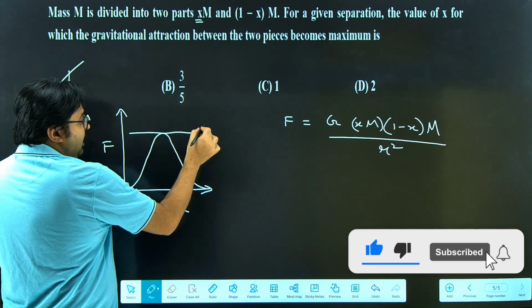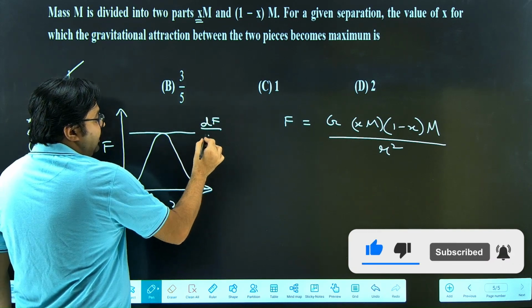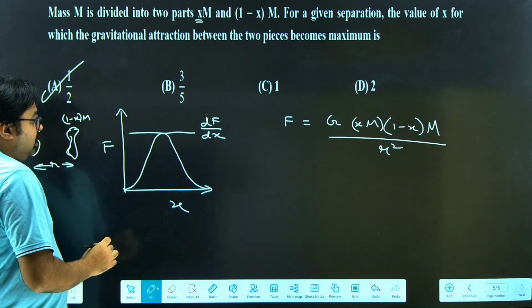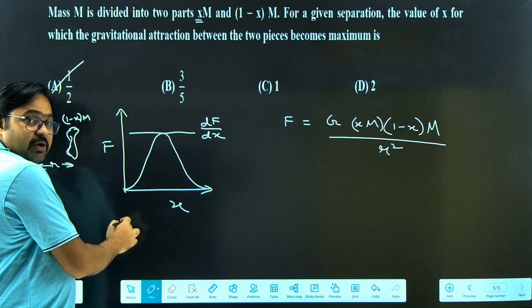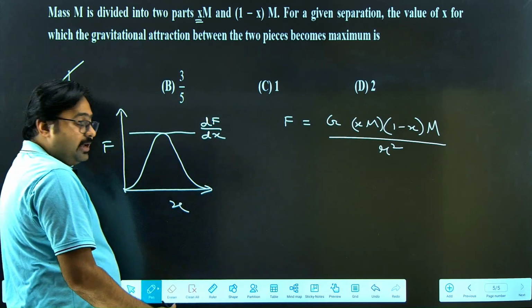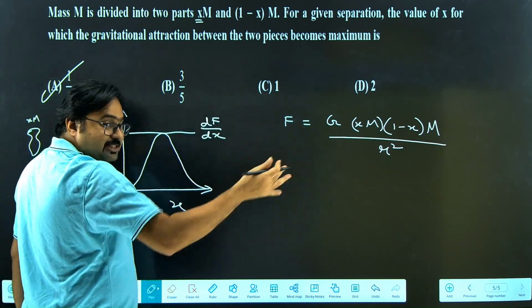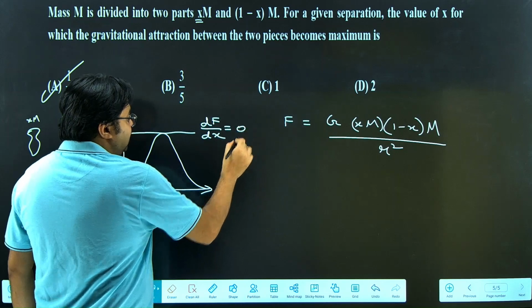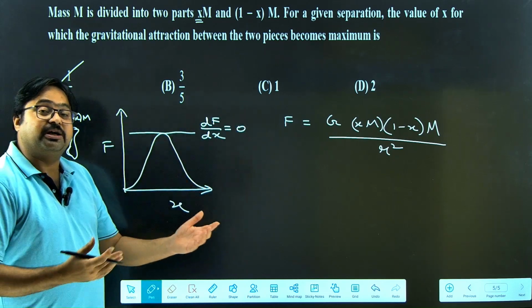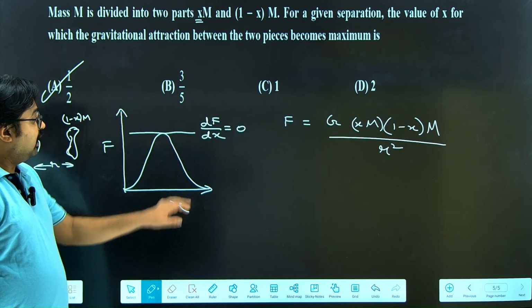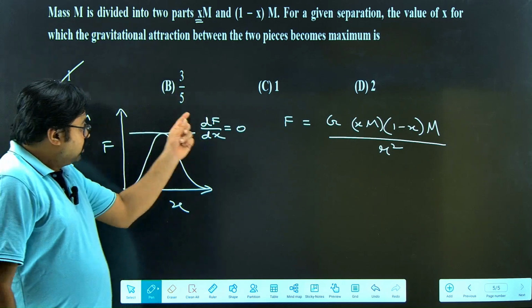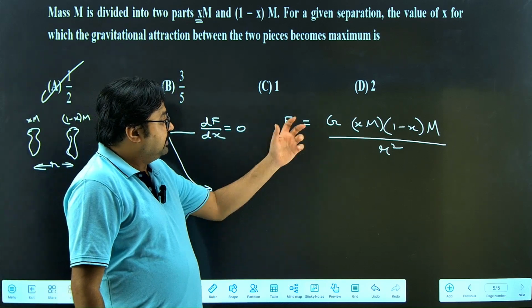The slope of the graph in this case is dF by dx, because on the y-axis there is force and on the x-axis there is x. dy by dx is slope, and dF by dx is the slope for this graph, and at the maximum point dF by dx becomes 0. Using this concept, you can find dF by dx and then equate it to 0.